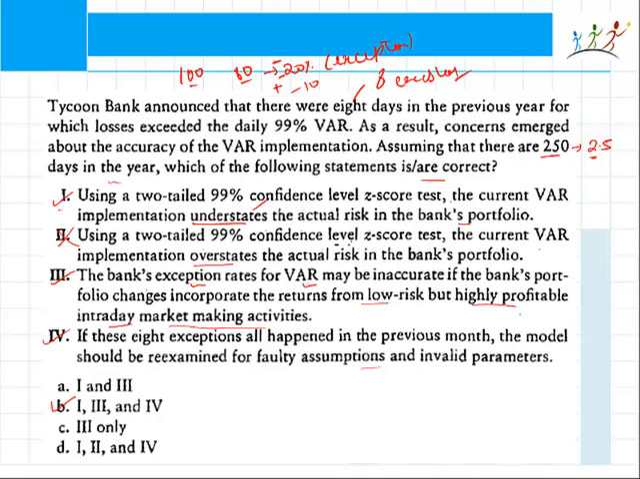So that was about the review on VAR and backtesting, an important review for the part 2 exam, highly testable. So again, make sure that you practice a lot of questions.